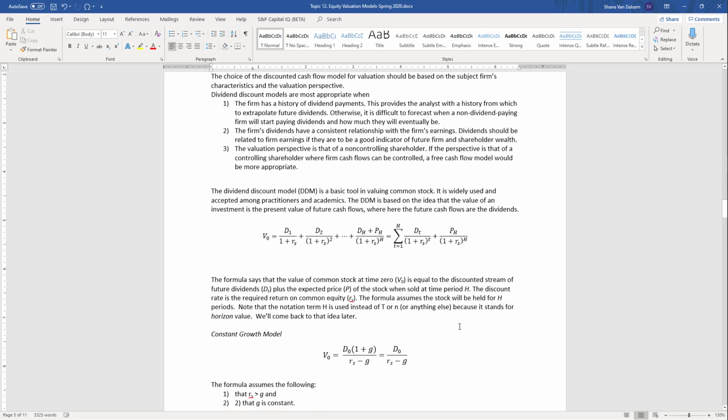So pretty straightforward. The formula says that the value of common stock at time 0 is equal to the discounted stream of future dividends plus the expected price of the stock when sold at time period H. One of the main things to remember here is that the appropriate discount rate for a dividend discount model is the required rate of return on equity.